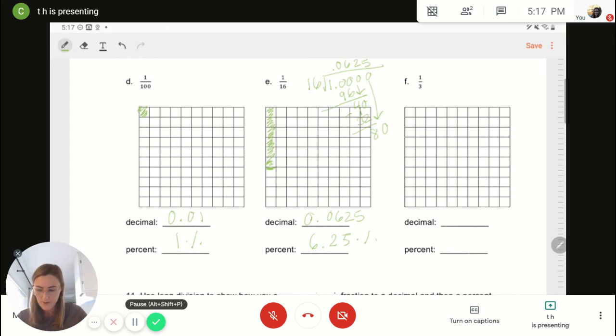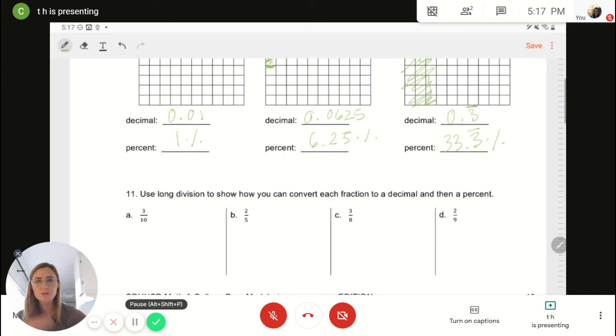And then 1/3, we know that to be, as a decimal, 0.3 repeating, or as a percent, 33.3 repeating percent. So now I have to shade 33.3 boxes. So I'm first going to shade the 30. This is 3 by 10 here, so that's my 30. And then 3, and then just 1/3 of a box. Okay.